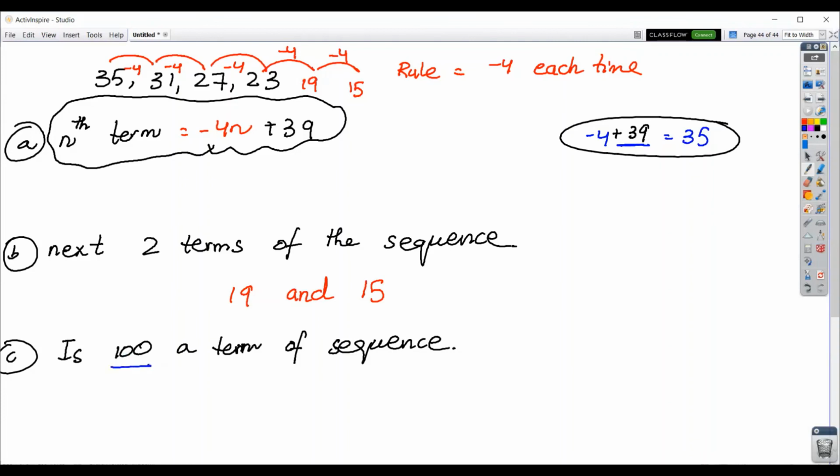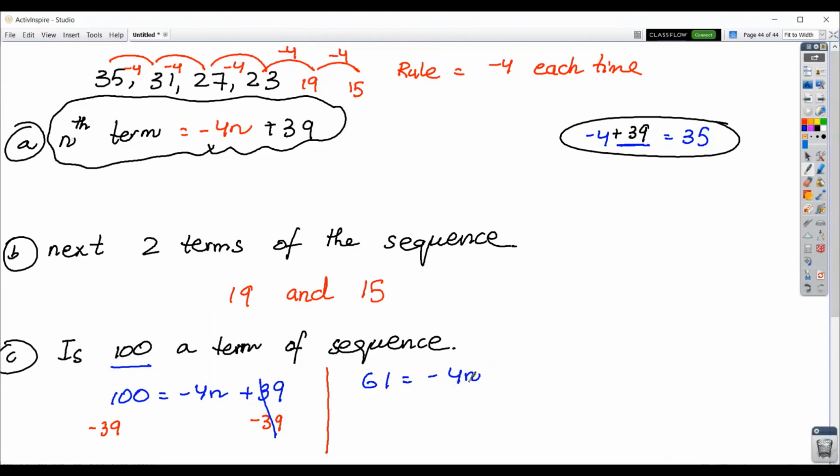So I'll begin with the first step, because we have to replace the term with 100. So we have 100 equals minus 4n plus 39. We are going to solve for n now. To begin with, we do minus 39 on both sides. So 100 take away 39 would be 61. And on the other side, the 39s cancel out and you are left with minus 4n.